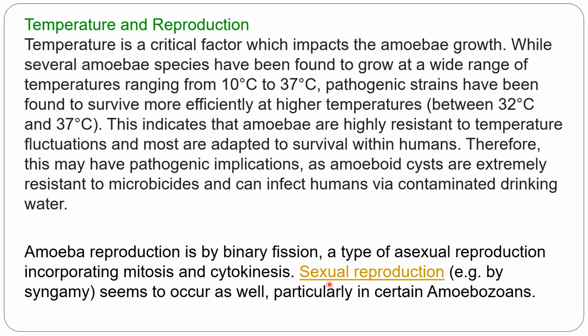Amoeba reproduction is by binary fission, a type of asexual reproduction incorporating mitosis and cytokinesis, and sexual reproduction, that is by syngamy, seems to occur as well, particularly in certain amoebozoans. So not all species encourage the sexual. Some amoebozoans may not, and reproduce rather by binary fission. So this is the mechanism and factors of amoeba reproduction.